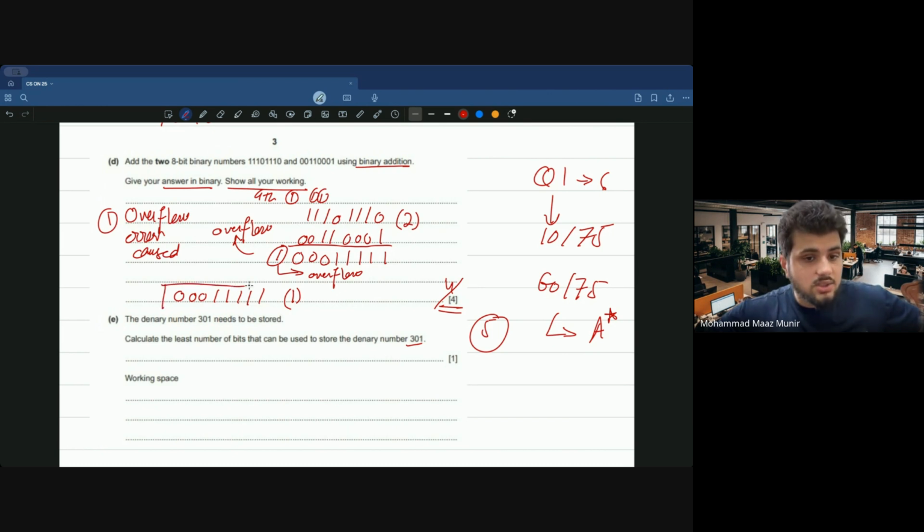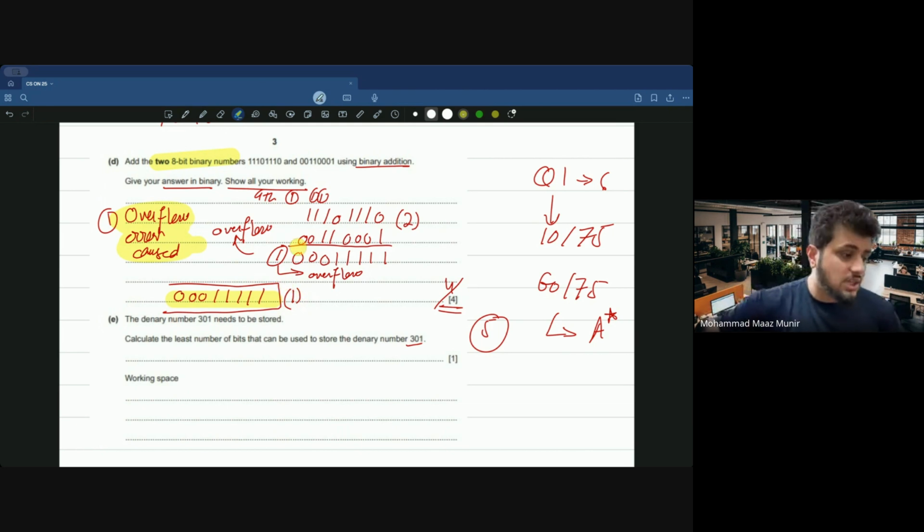Our answer is going to stay like this unless they clearly mention that we have like a 12-bit binary number. Let's say if it was a 12-bit section, then I could have written something like 1, and then added just plain zeros. But because it clearly says that we are adding two 8-bit binary numbers, it's safe to just indicate that we had an overflow error, and then just write the answer as 8-bit.